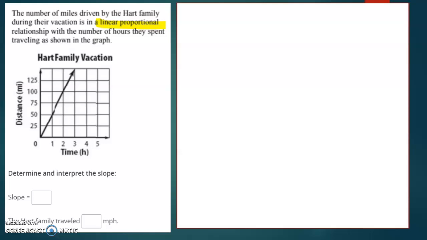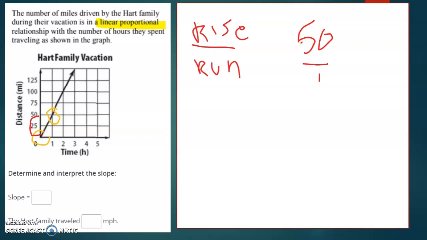Determine and interpret slope. Okay, so slope is rise over run. You can pick up some points. I'm going to pick up this point right here because it's on a crosshair, and this point right here, which is 0, 0, which means my rise is 50, my run is 1, and therefore my slope is 50.